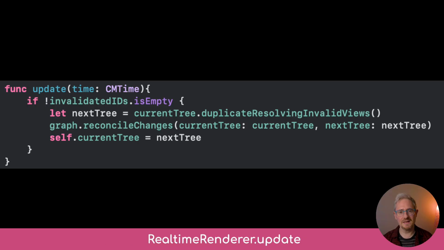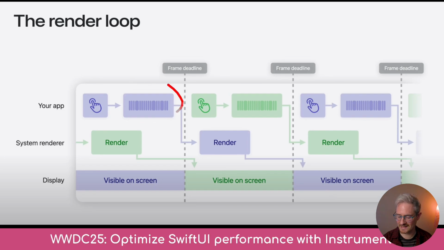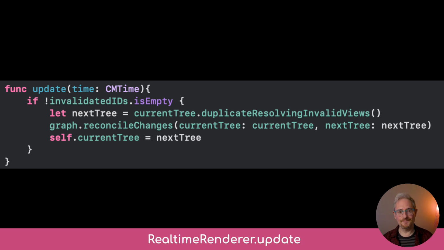So coming back to the first thing we called, real-time, is the update part. That's this part in the SwiftUI render loop. Basically, if we don't have any invalid IDs, then we don't do anything.